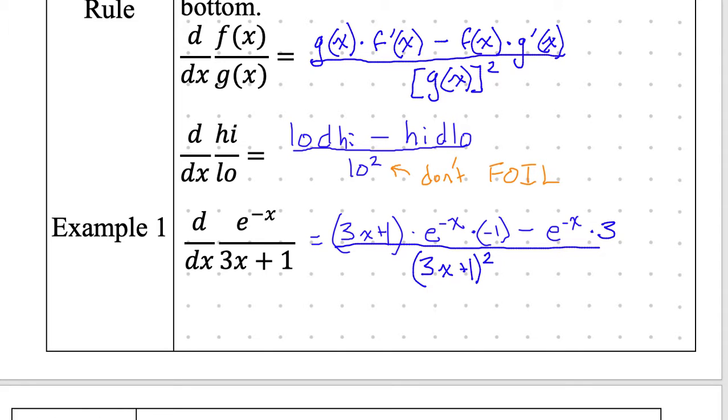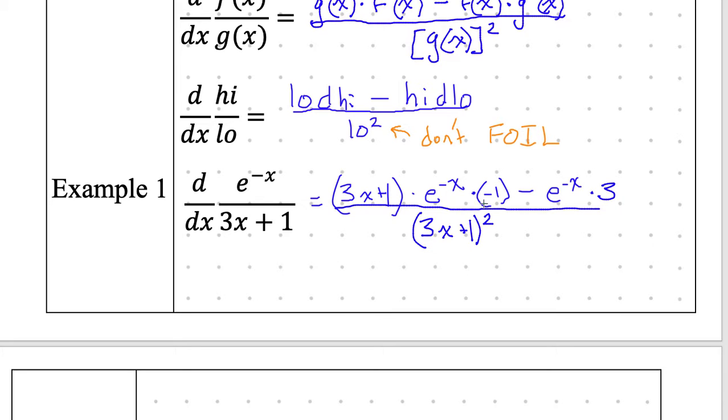And then you do need to simplify this, because you always need to simplify for my class. So I'm going to have a negative, and I guess I can distribute that negative into this one. I'm going to work over here. Negative 3x minus 1, all times e to the -x.